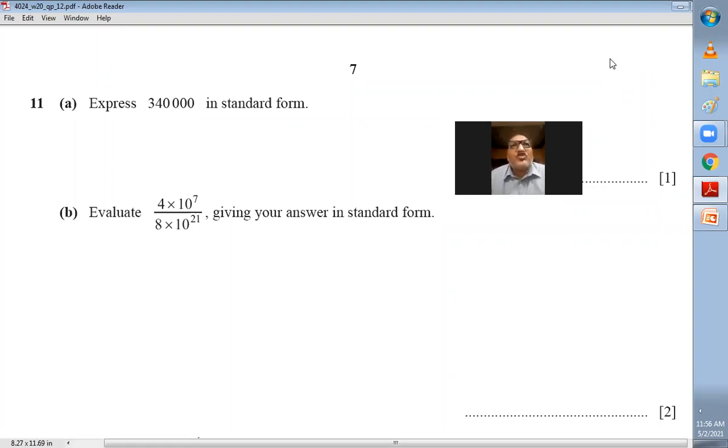So now we are on question number 11, express 340000 in the standard form. The decimal of this number is here. So in the standard form, I will move it to the left, 2, 3, 4, and 5. I will move it five steps to the left, so the number becomes less than 10 and more than 1. Very important rule, the number should become more than 1 and less than 10. So it will become 3.4. Because I moved it five steps to the left, the power will become positive 5.